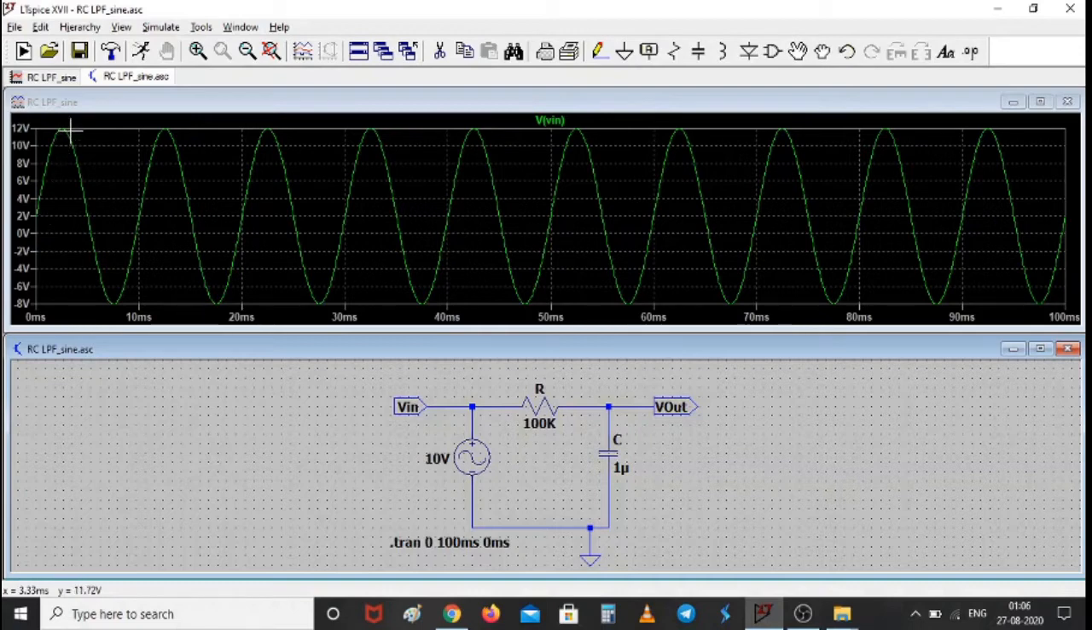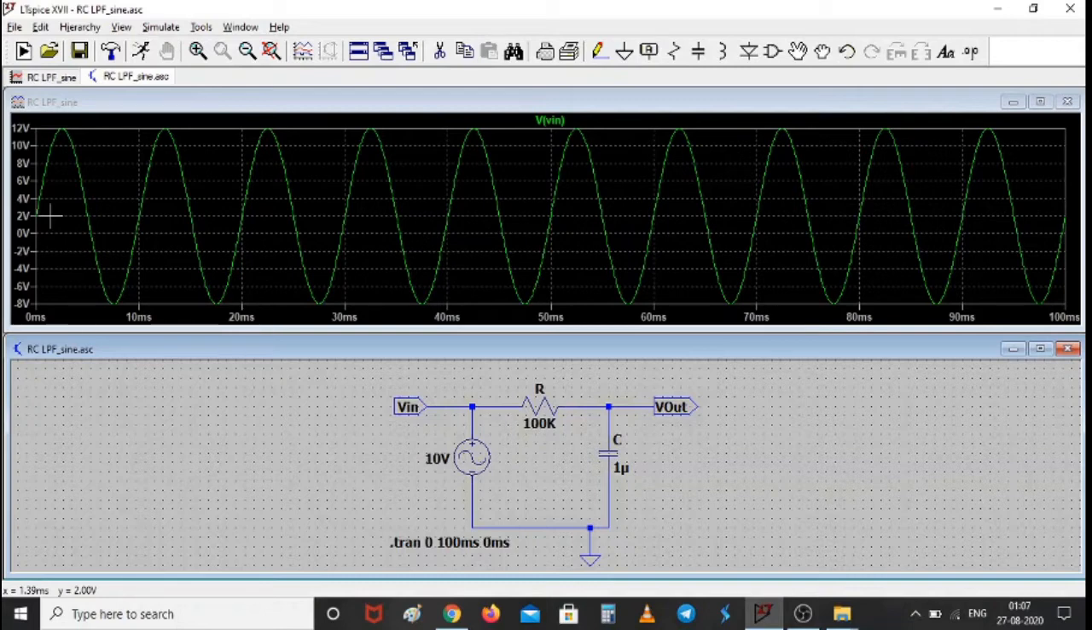So DC value is given by positive peak plus negative peak by 2. Positive peak is 12 plus negative peak is minus 8. So 12 minus 8 is 4. 4 by 2 is 2. So that is why my average value is 2. Earlier my input started here, which is 0. Now my input is at 2 volts at t equal to 0 milliseconds.